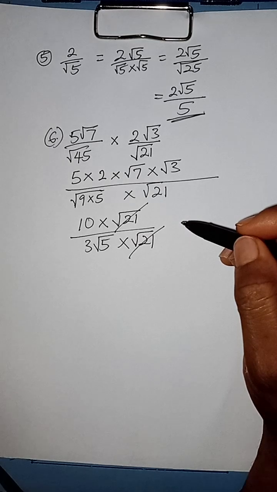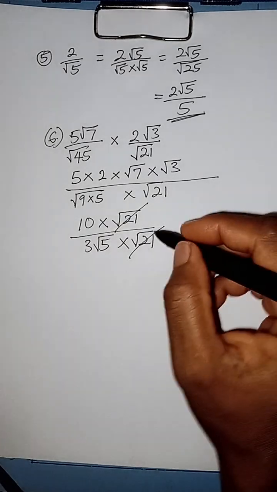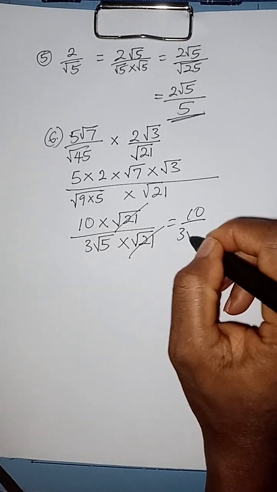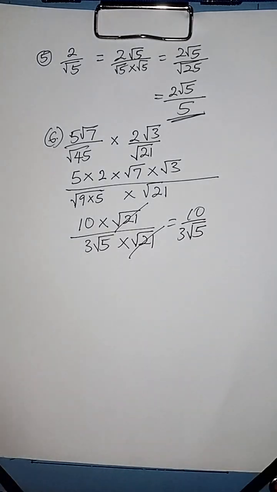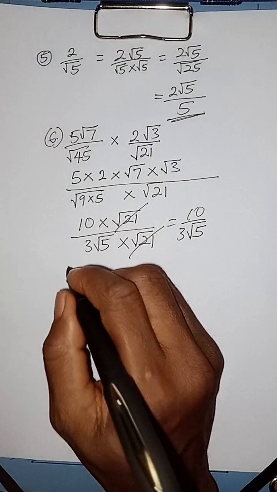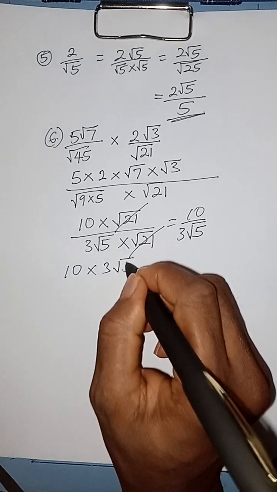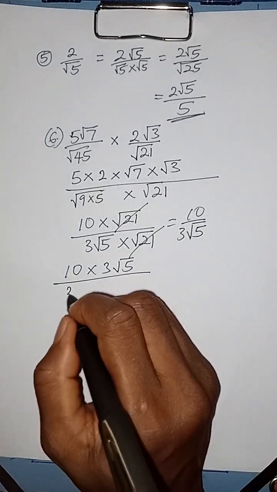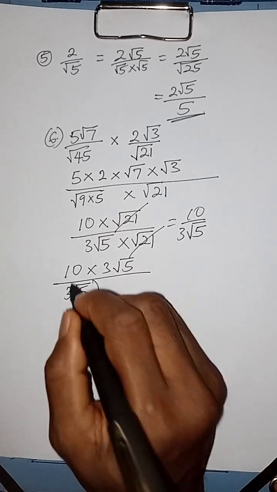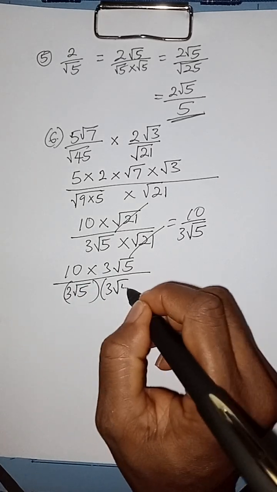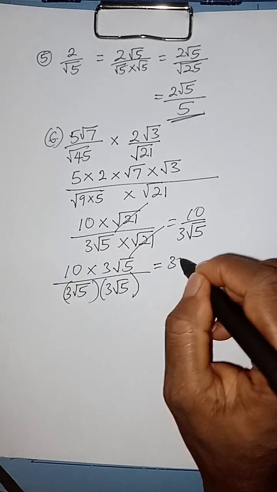10 divided by 3 root 5. But now I cannot leave my answer in this form. The reason why, because it's an irrational denominator. I had to leave my answer in rational denominator. So I will multiply by 3 root 5. That's what I have at the denominator. And then I will also multiply the numerator by 3 root 5. If you do that, this will be 30 root 5.